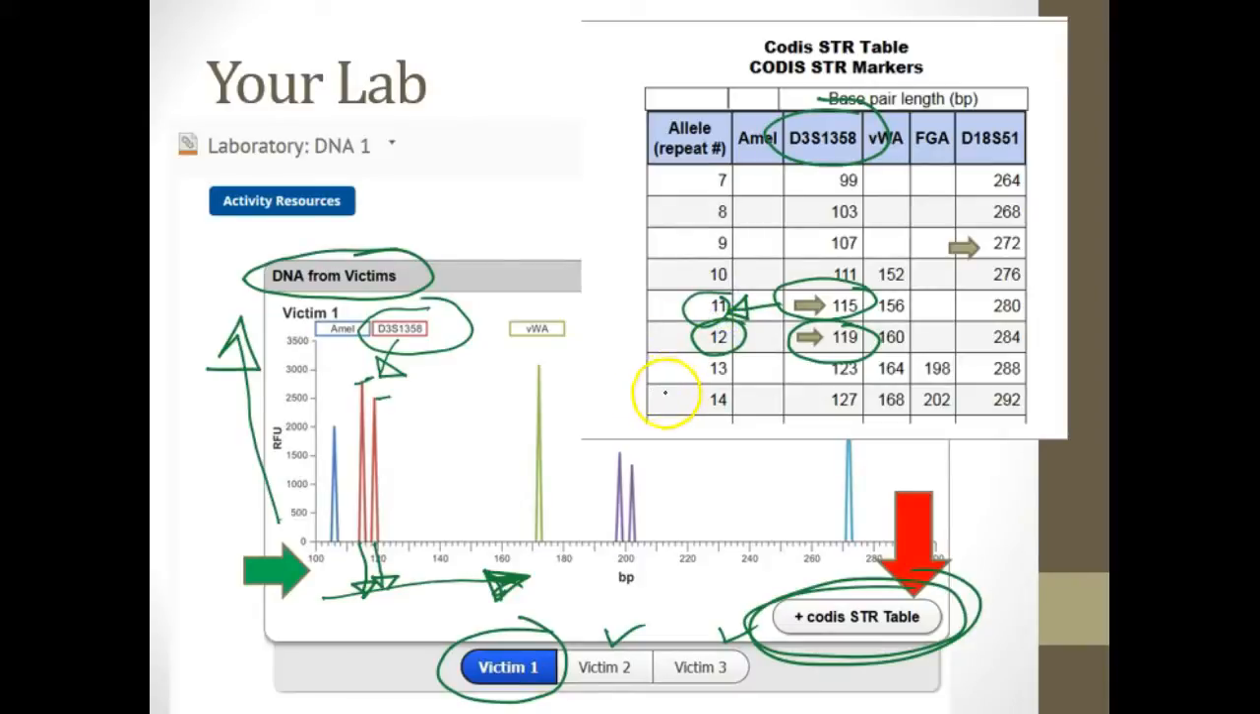So victim 1 has a D3S1358 of 11, 12. Okay, now, and I put this so it covers it. The other one that I did is the D18S51, and that happens to be this blue peak right here that got covered.